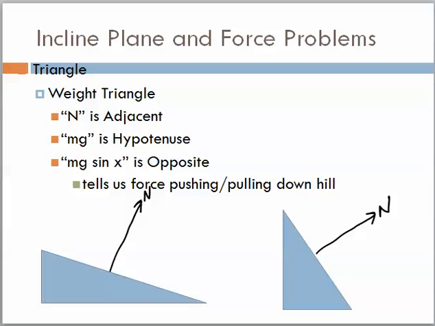Alright, here's what we want to talk about today: inclined plane and force problems. I want you to understand that whenever something's acting on an incline, there's a triangle that's formed, and it's these three things. The normal is going to act at a right angle, so we've got the normal drawn in here, depending on what the angle is. The other part of the triangle is the hypotenuse, and that is the object's weight. Notice that this is going to be the longest component in this triangle. So that's why it's the hypotenuse.